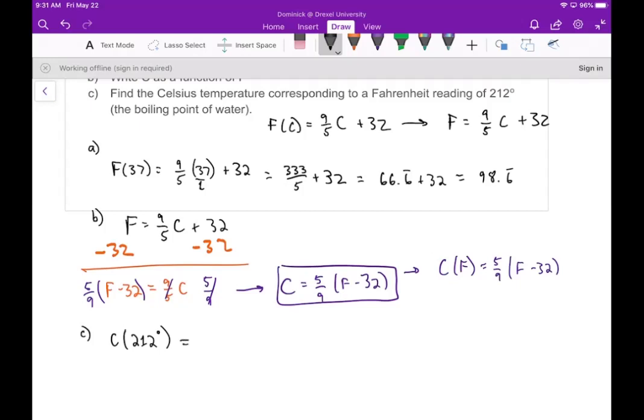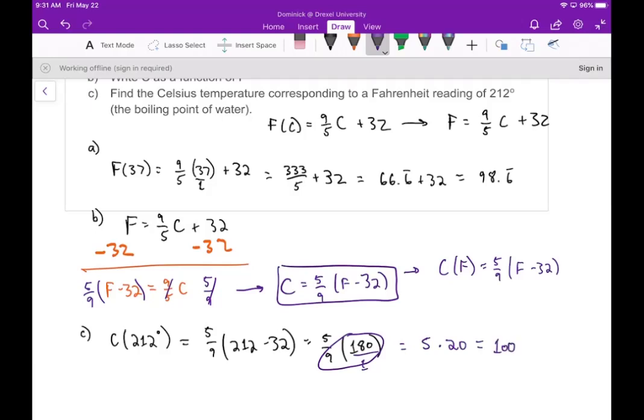So if we find C of 212, we get 5/9, and replacing F with 212, minus 32. If we simplify those parentheses, we're going to get 180. And then if we think about 180 divided by 9, that's going to give you 5 times 20, which, of course, is 100. All right, so that's the answer that we should expect.